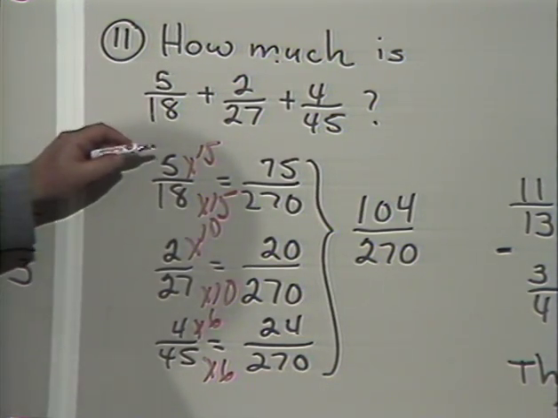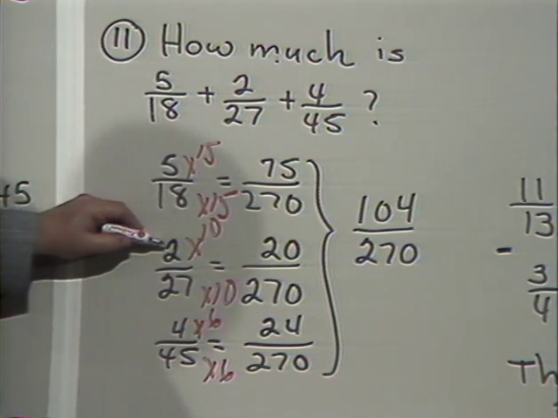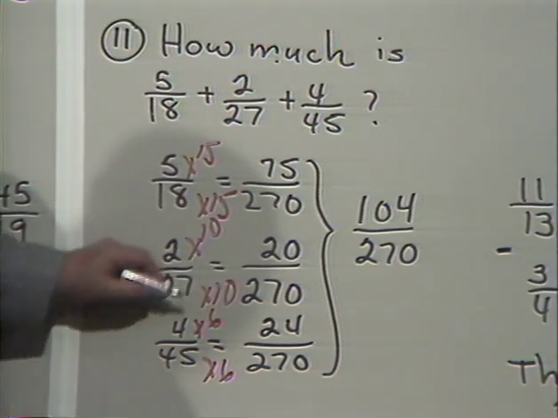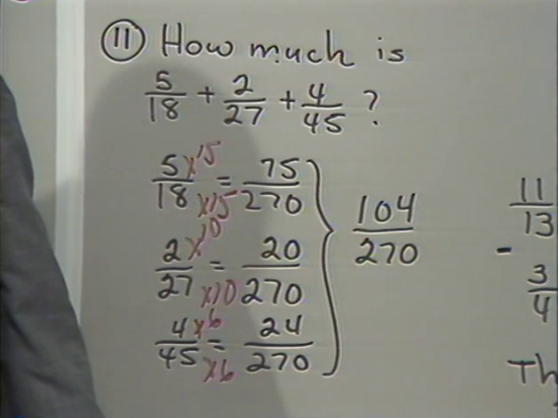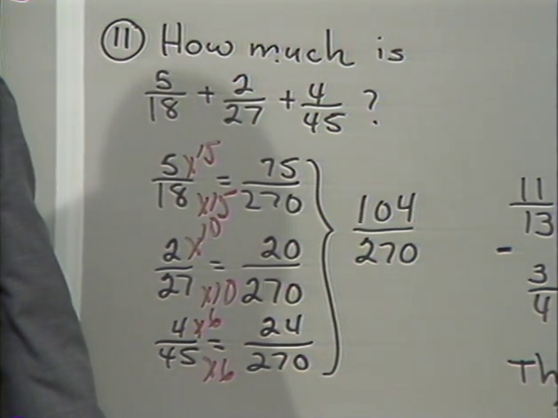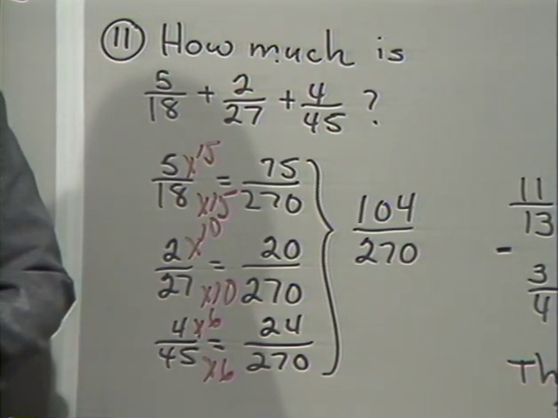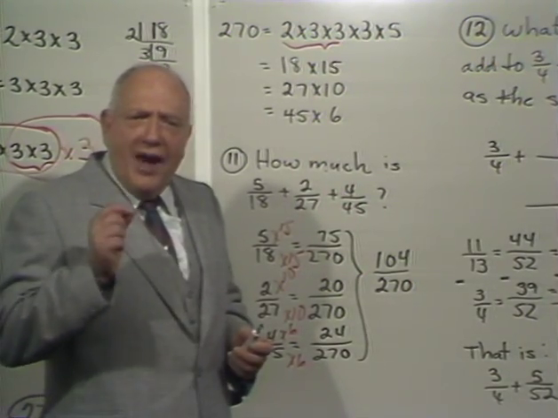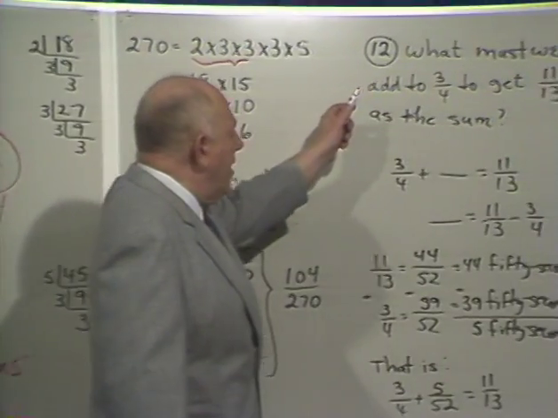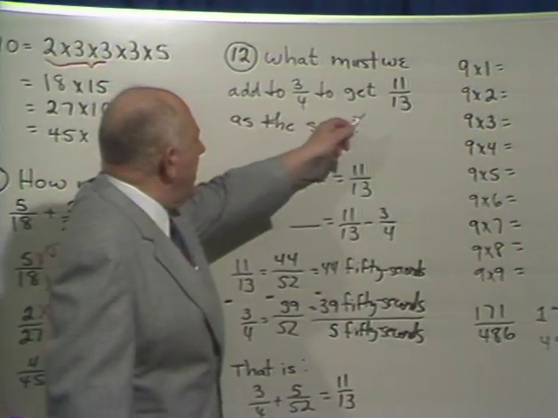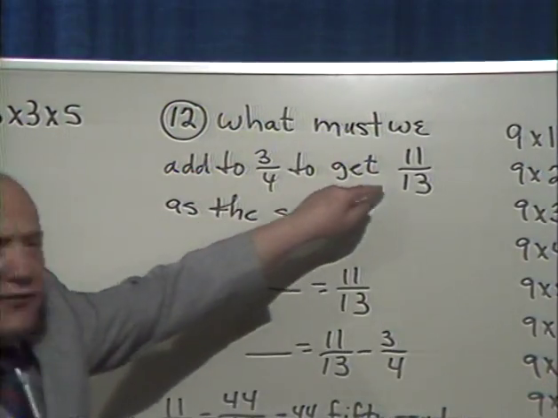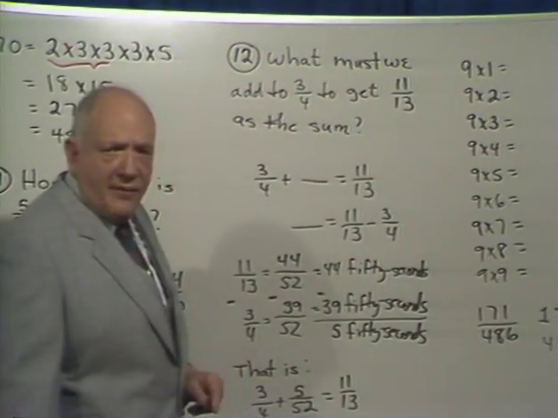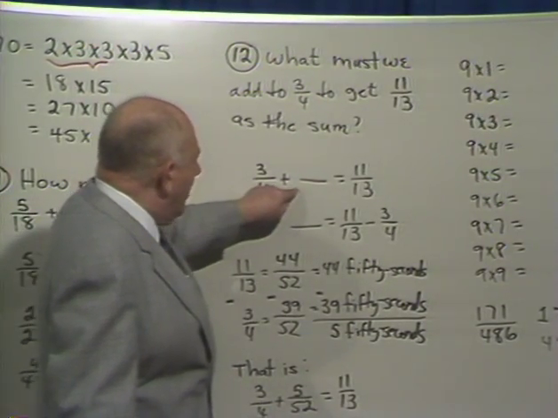So in other words, if somebody was paying 5 18ths of your expenses, and somebody else was paying 2 27ths of your expenses, and somebody else was paying 4 45ths of your expenses, altogether they would be paying what? $104, which is a whole number, out of every $270 that you spent. Do you start to see the idea? And once you see this idea, everything else works the same way as with whole numbers. You still have to have reading comprehension. Look at this problem. It says, what must we add to 3/4 to get 11/13 as a sum? Don't add 3/4 and 11/13 here. Read the problem carefully. It says 3/4 plus what is 11/13. This looks like an addition problem, but it's really what?